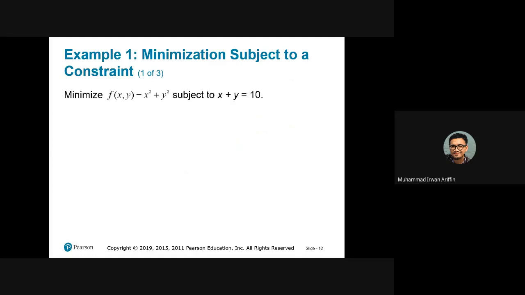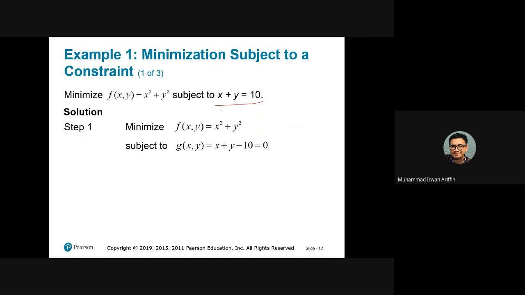I mean, this is simple enough, right? Let me just follow the slides here. So you need to write it like this: minimize f of x and y, which is the objective function, subject to, from this format, arrange it into this. That's x plus y minus 10 equals 0. So this would be the constraint.